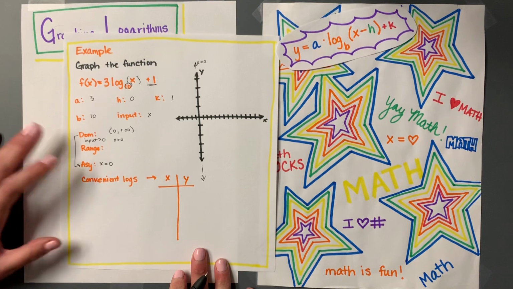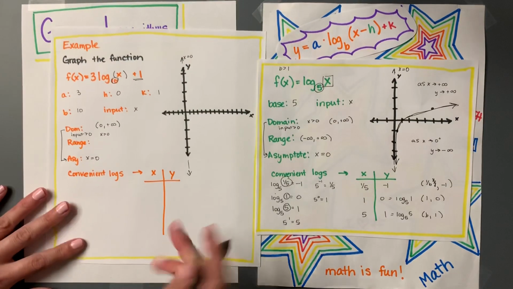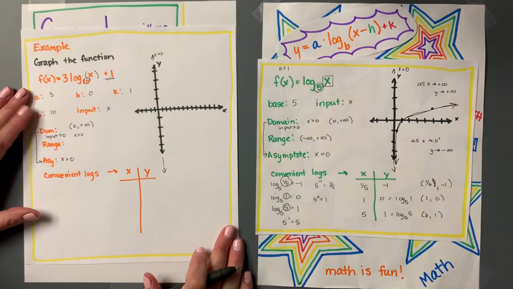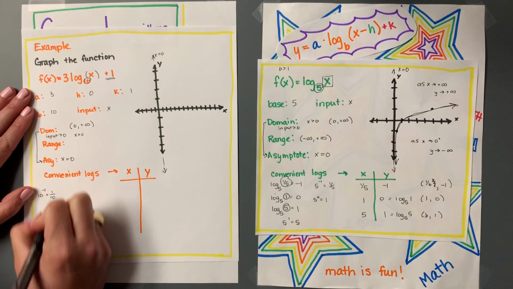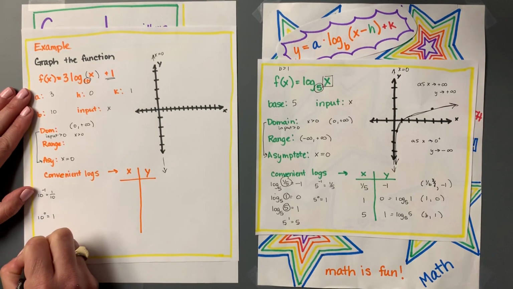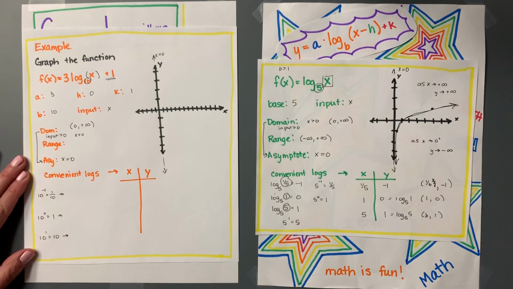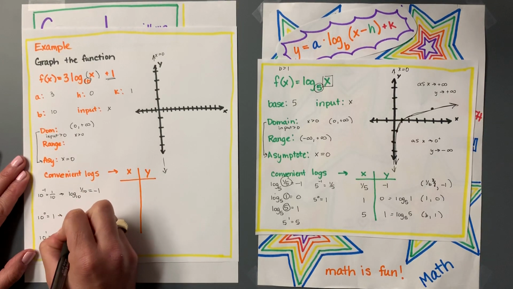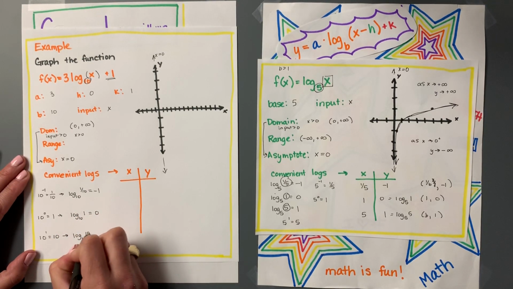And now I'm going to be thinking about some convenient logs. If we remember back to our previous examples, we were looking at the points 1 over b, negative 1; 1, 0; and b, 1. So basically, the convenient expressions we know start with: 10 to the negative 1 is 1 over 10, 10 to the 0 is 1, and 10 to the 1 is 10. So I'm starting with 3 exponential equations that I know are convenient, and I'm going to turn these into convenient logarithmic expressions. So log base 10 of 1/10 is equal to negative 1. Log base 10 of 1 is equal to 0. And log base 10 of 10 is equal to 1.